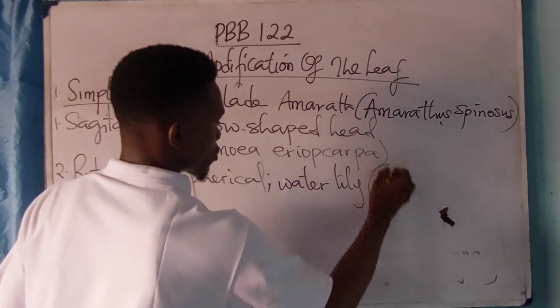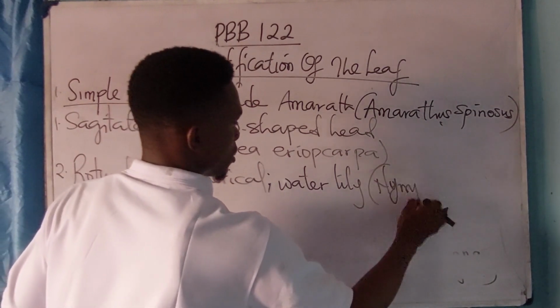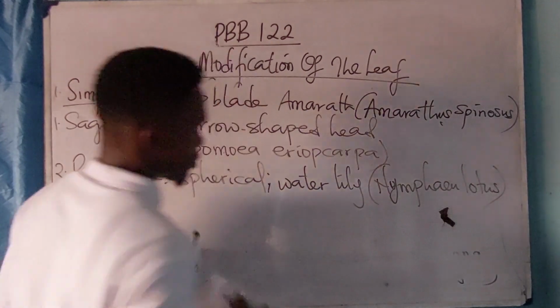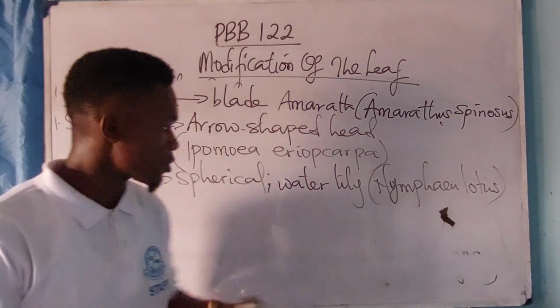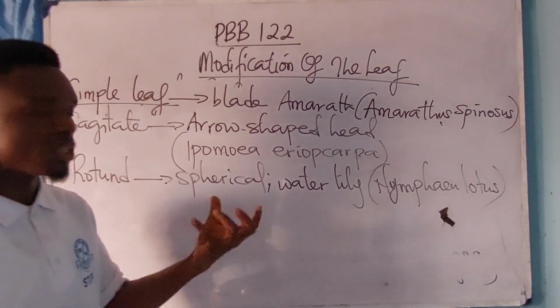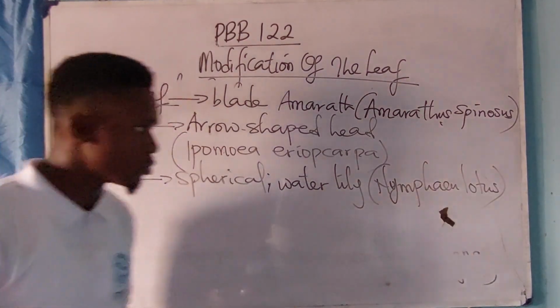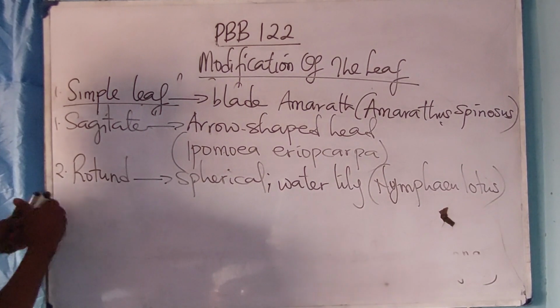Now, a good example is the water lily. The water lily is called what? Nymphaea lotus. Alright, water lily is called what? Nymphaea lotus. So, a spherical shaped leaf is called what? Rotund. A good example is the water lily, Nymphaea what? Lotus.